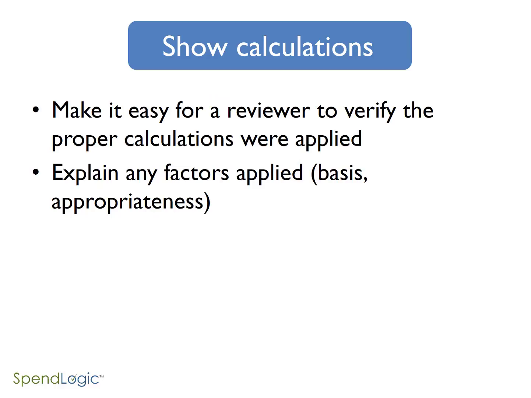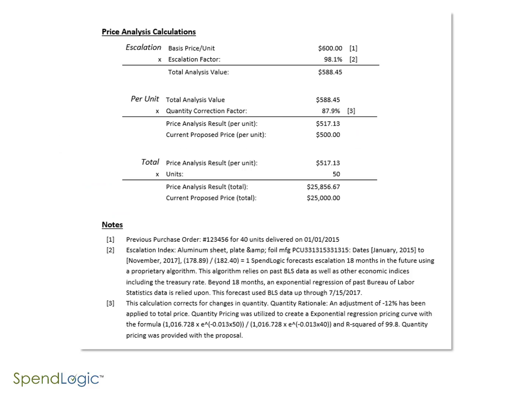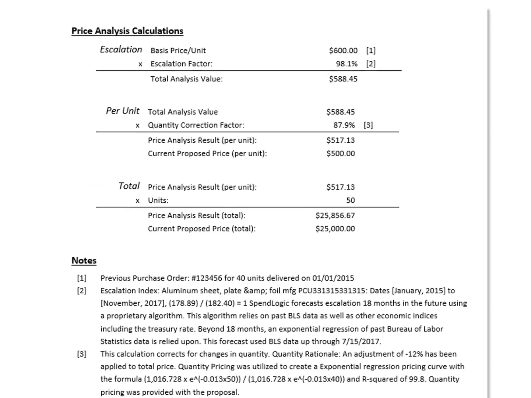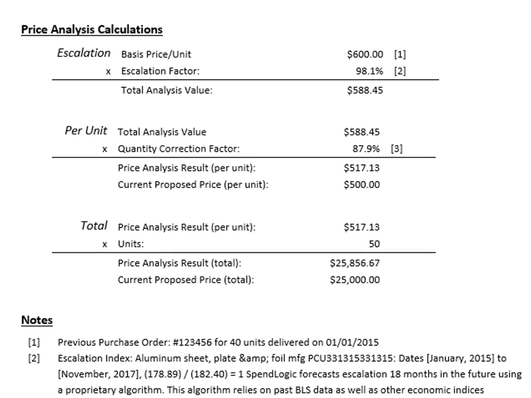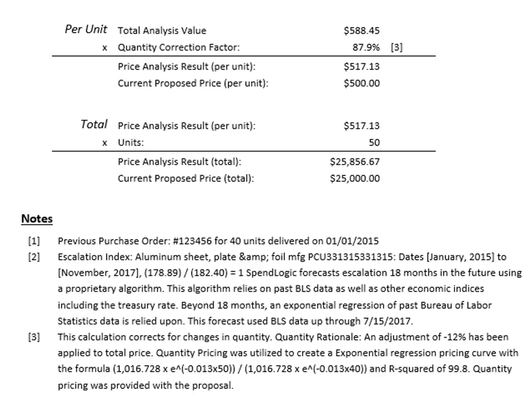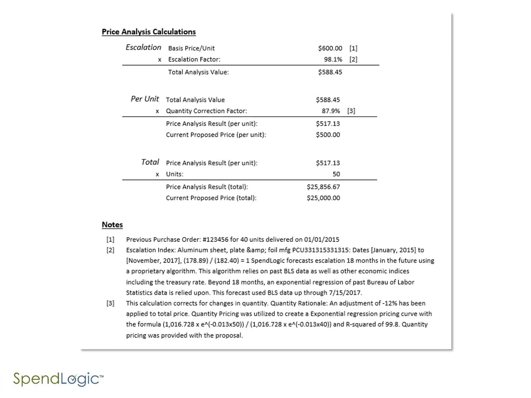Once you've made modifications, you need to show and explain the calculations. Spend Logic makes this particularly easy by requiring explanations along the way and including all of these explanations in one place in the report. You can see here in the final report that all of the calculations are clearly shown and then explained in further detail below in the notes section. Any reviewer, whether it's a manager, contracting officer, or auditor, can easily understand and check your calculations.